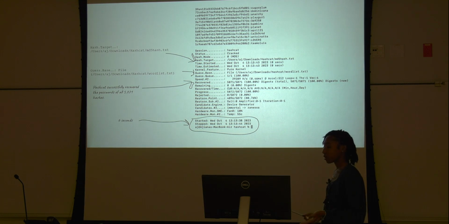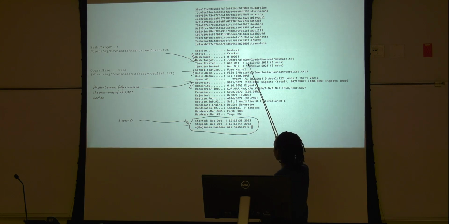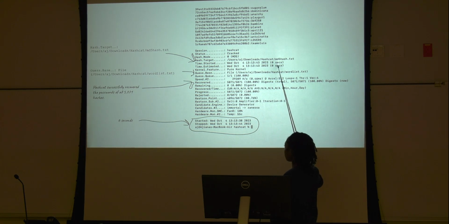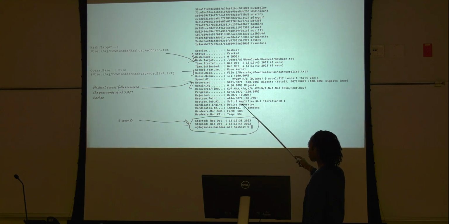Hashcat provides a summary of each of your attacks after you complete them. It'll tell you the time started, which I started at 1 p.m. on Wednesday, October 4th, and then it estimated that it would take 0 seconds, and instead it took 6. There were no salted passwords. It says I cracked all 5,071 of the digests, which is another word for hashes.